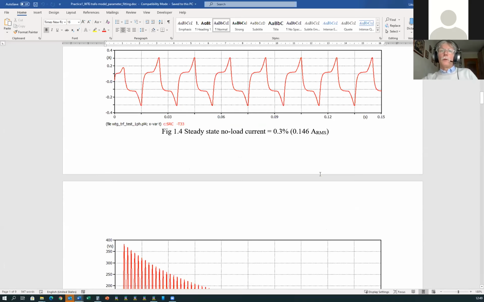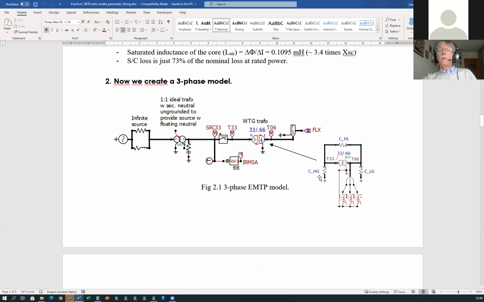Okay, if the single-phase model works, now we can create a three-phase model.